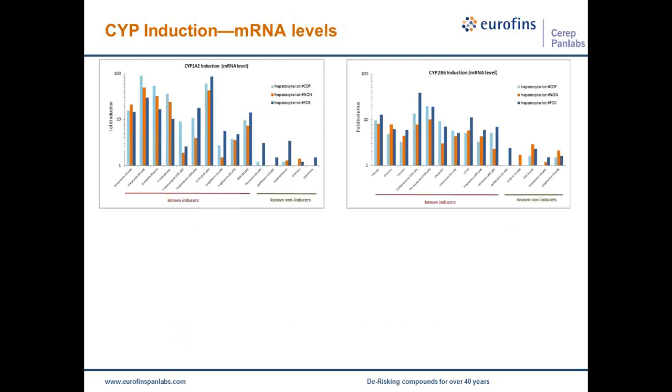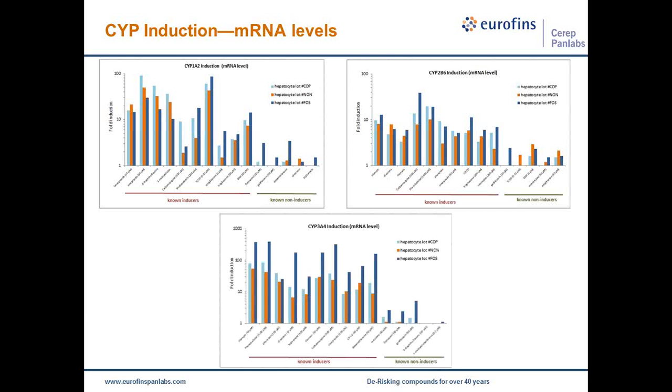So here are the data using 10 known CYP inducers and 5 known non-inducers. These are compounds selected from the University of Washington drug interaction database. From the data you can see, apparently the individual difference is also quite large. Therefore, it is recommended to use at least 3 individual donors to conduct CYP induction studies.